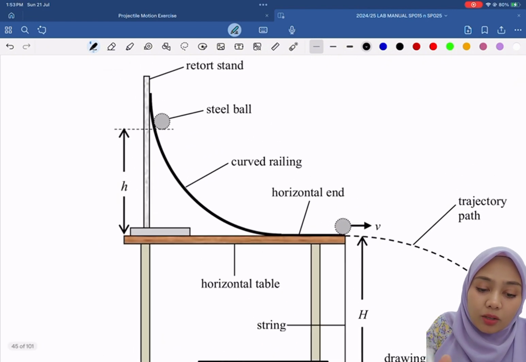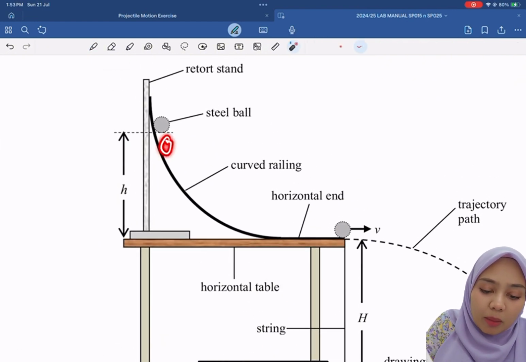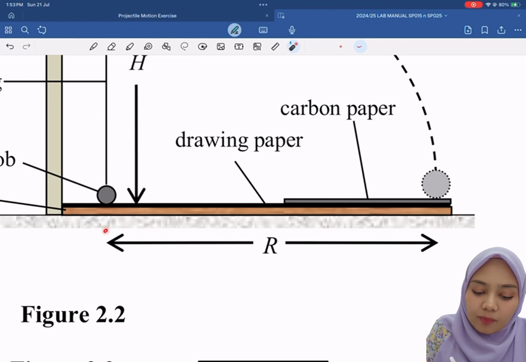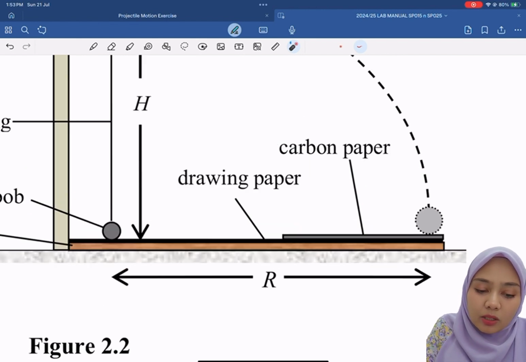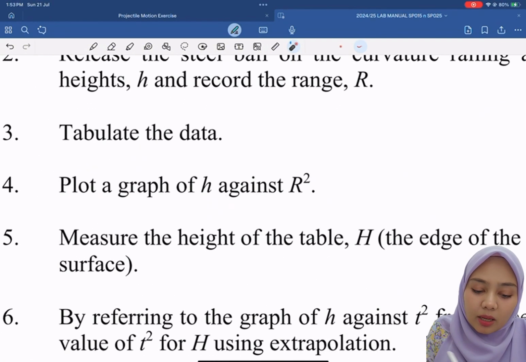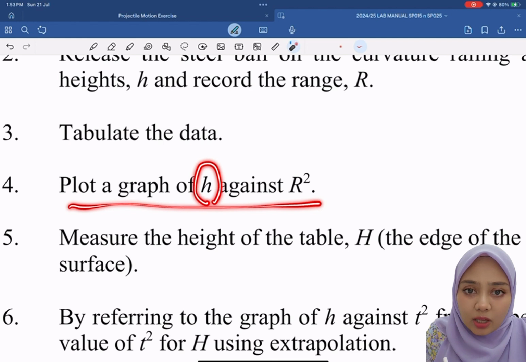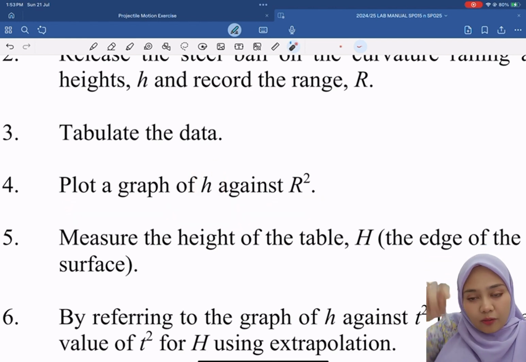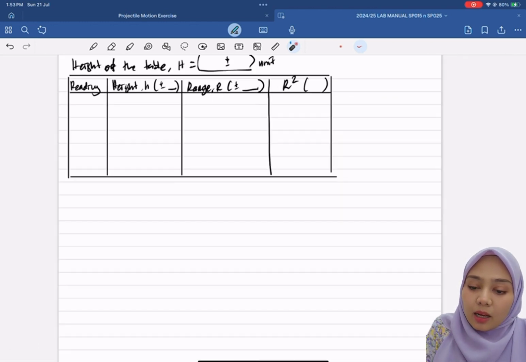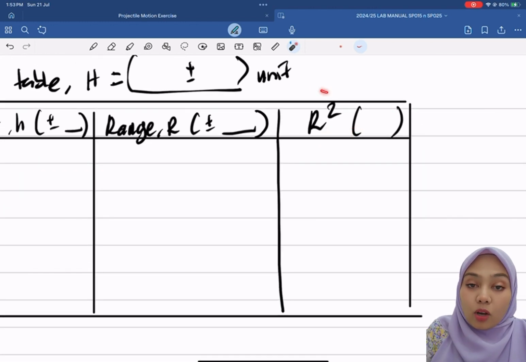For this one, you change the height. Maybe you put it here, next reading you put it here. So for each reading, you put it in the table. And then the range, this is what we get. You measure the range from the pendulum bob over here, which is the starting point, to where the ball drops. So this is your R. Because it asks us to plot the height of the curve railing just now against R squared, we have to process this data and add in another column for the R squared.